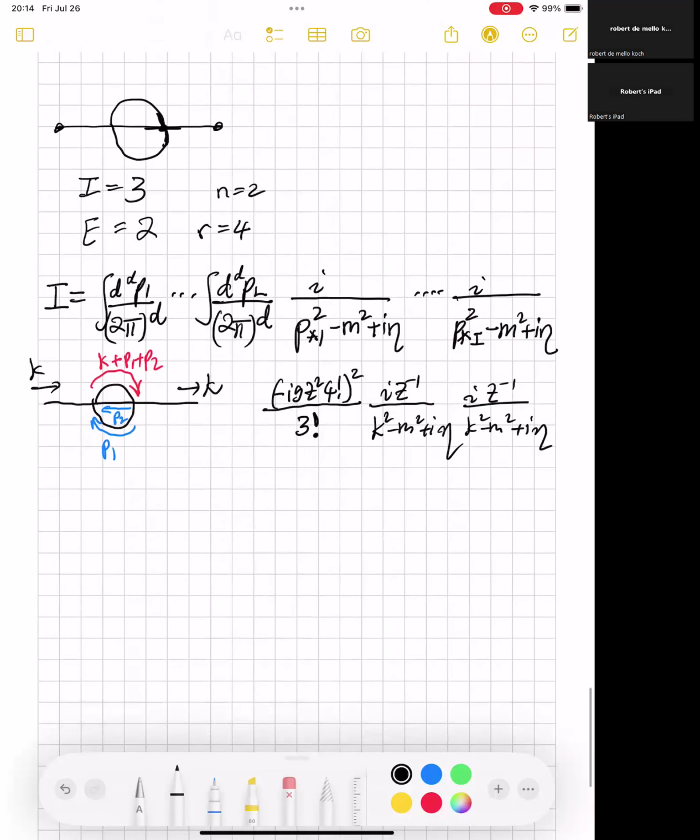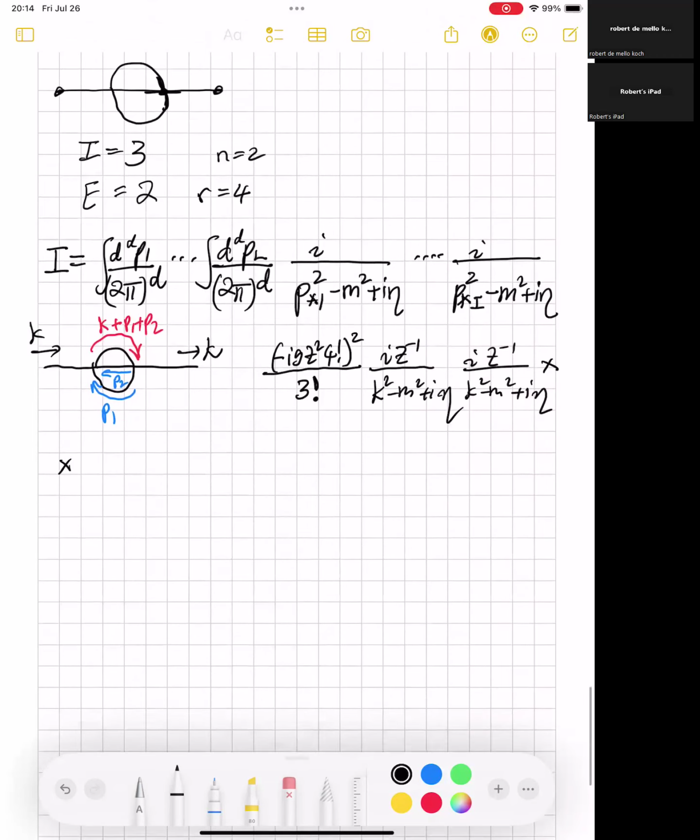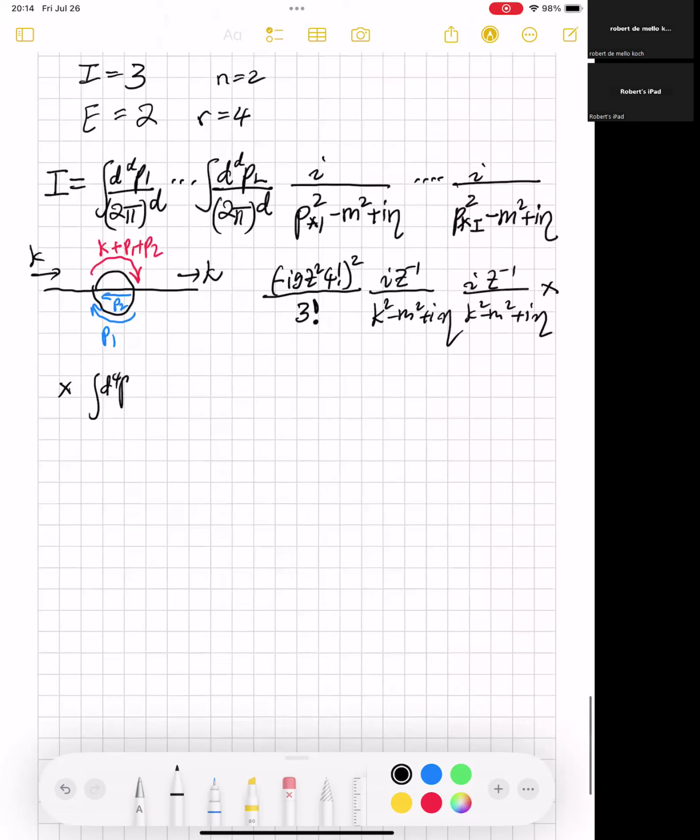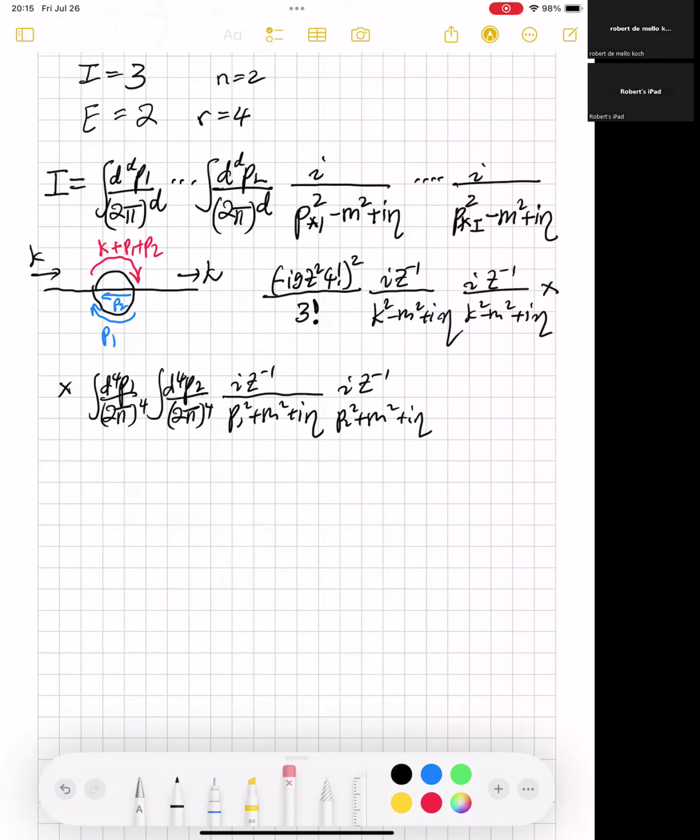Okay, good. And then this is multiplied by the integral over the loop momenta. So we'll have an integral d^4 p_1, there's 2 loop momenta, over 2 pi to the 4. So I've said d is equal to 4 here, okay? Our analysis is going to be for general d, so that's d is equal to 4. And then we will have i z inverse over p_1 squared minus m squared plus i eta. There's the first propagator. i z inverse over p_2 squared minus m squared. So let's correct those signs. Good. And then we've also got i z inverse over k plus p_1 plus p_2 squared minus m squared plus i eta. Okay, so this is what the diagram looks like.